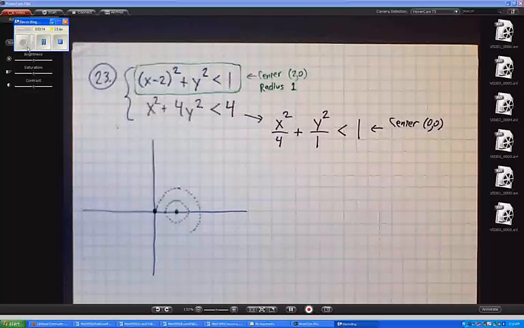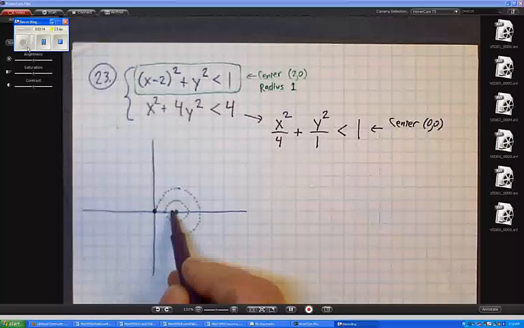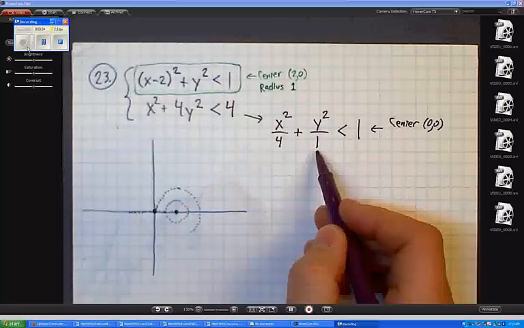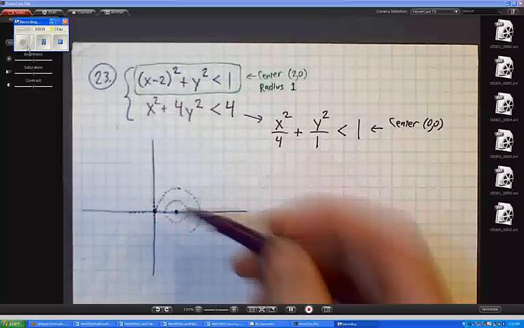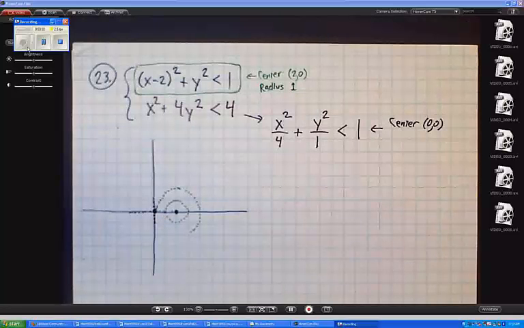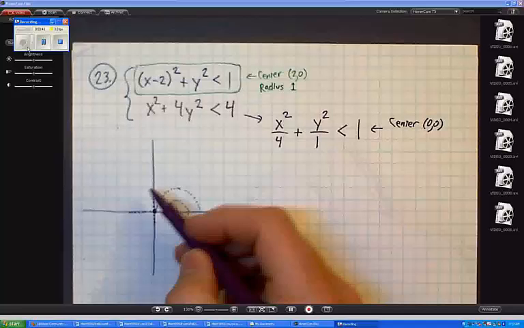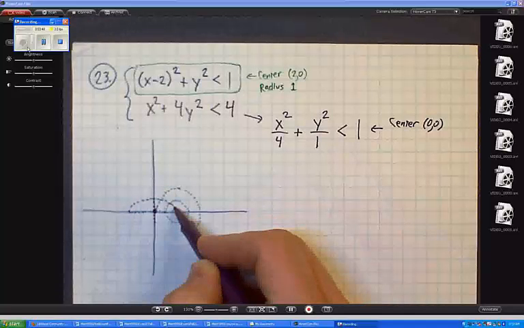A squared is 4, so I can go out 2 in either direction. That's my major axis. B squared is 1, so I can go up and down 1 in either direction. So I'm about ready to sketch the ellipse now. I'm going to use a dotted line, again for the same reason, because this is less than. When this is equality, that's going to be right on the ellipse. So we're talking about points that look something like this.